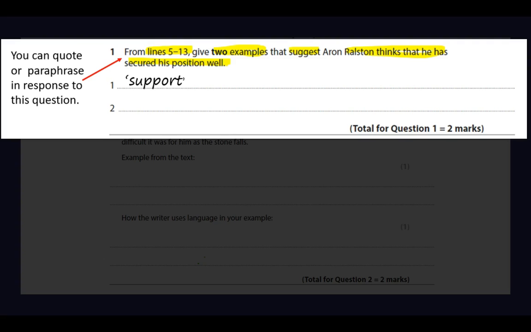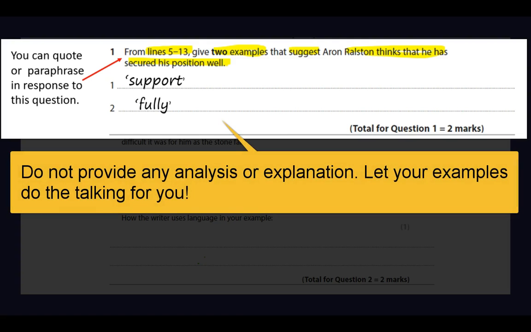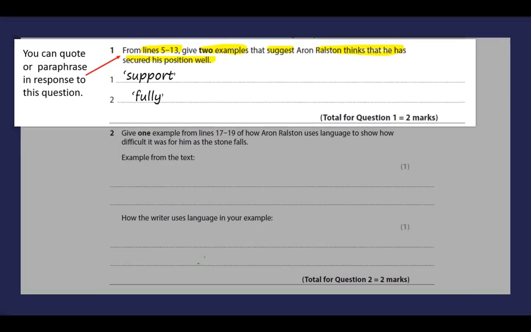For our second example, we could have 'confirming', so that's his assurance. He's sure. You can tell that he's sure that he's done that. Or we could have 'fully', so there's a sense that he's done the best that he possibly could. Any 2 of those would have got you the 2 marks, and you can see that all we've done is to provide the quote enclosed in single quotation marks, no explanation. We haven't provided the full sentence or the phrase that those quotes appear in. You just need to provide the word, and that's perfectly acceptable.